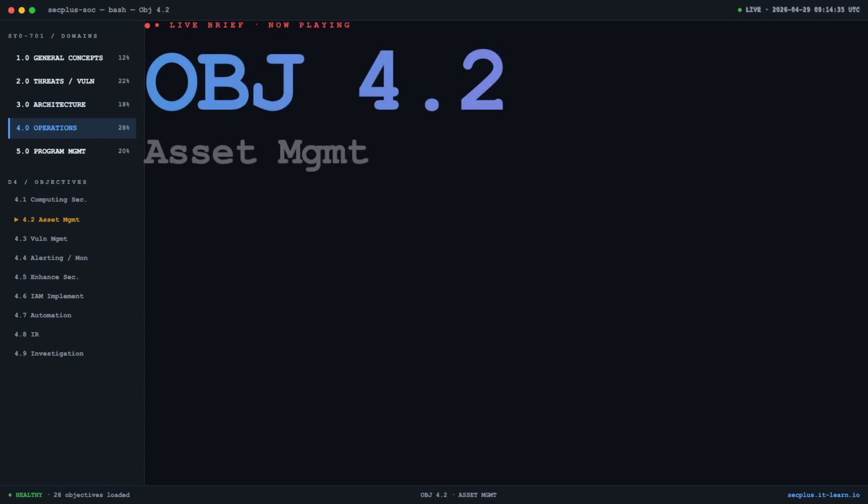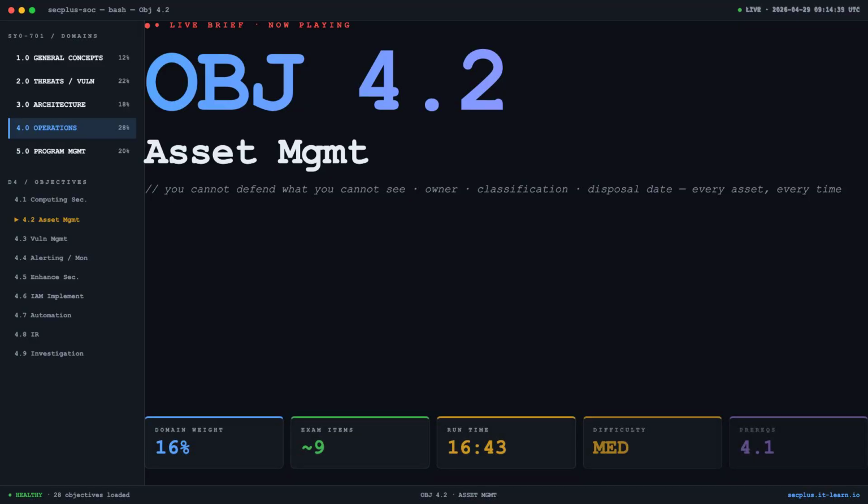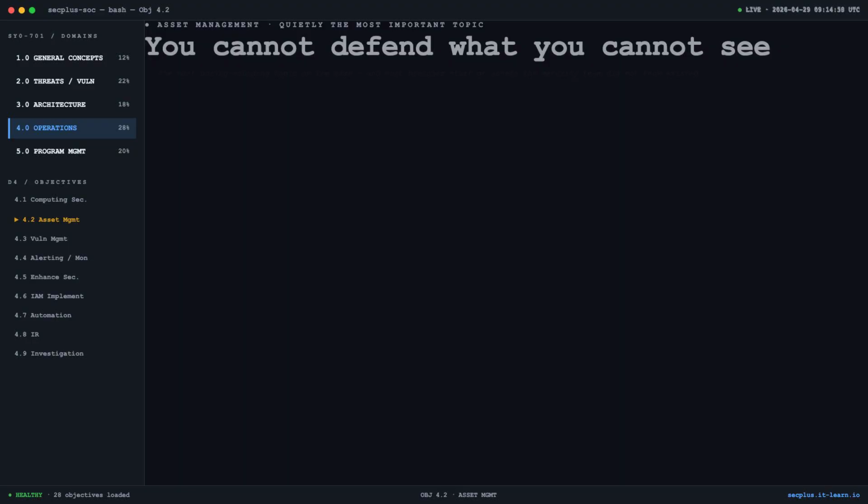Welcome back. Objective 4.2, Asset Management. The most boring sounding security topic on the entire exam, and quietly one of the most important because you cannot defend what you cannot see, and most breaches start on assets the security team did not know existed.